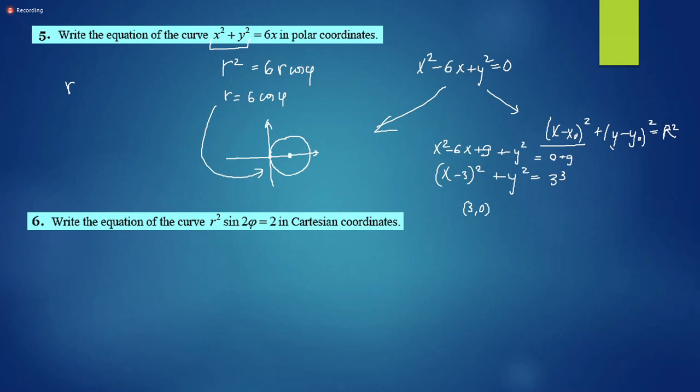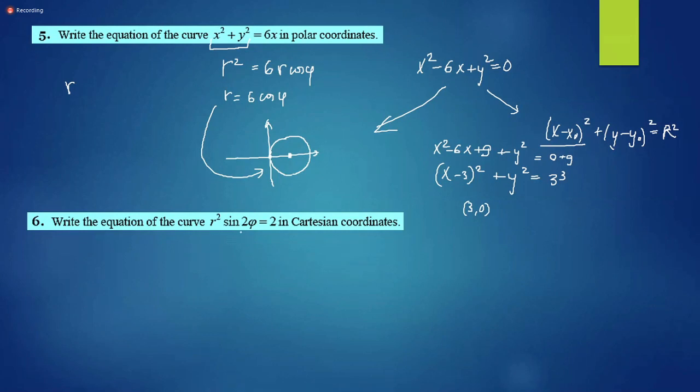All right, now the next one. r squared sine cubed phi equals 2. How do we deal with this? Again, it might be somewhat interesting to consider. What would this look like?